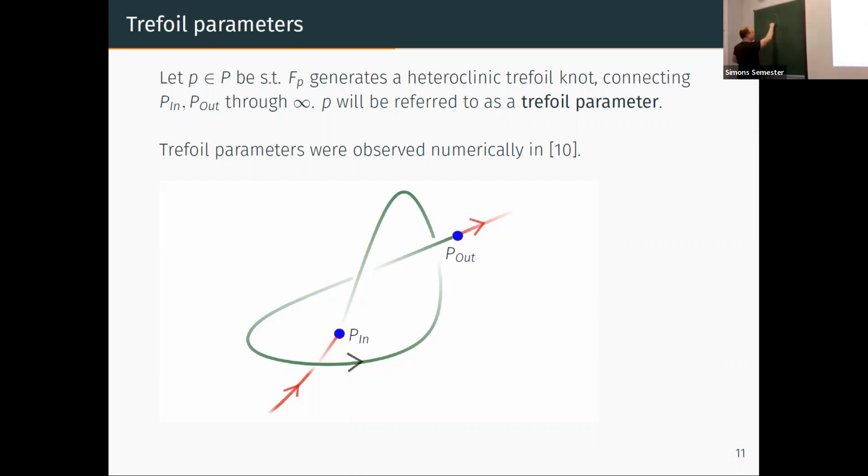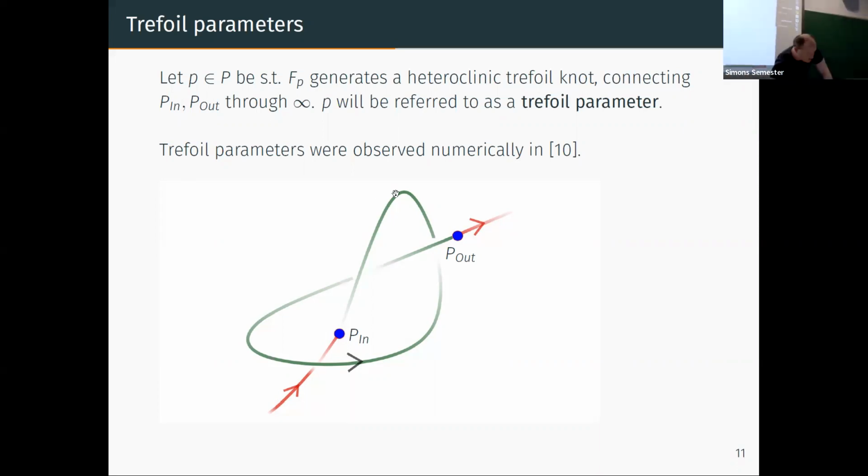Okay, I should delete one crossing here. Okay, so this is essentially how this heteroclinic knot looks like in S3 when we picture it as a knot. And the main result I will present you with today is that at such parameters, whose existence I should note was observed numerically, the vector field generates chaotic dynamics.